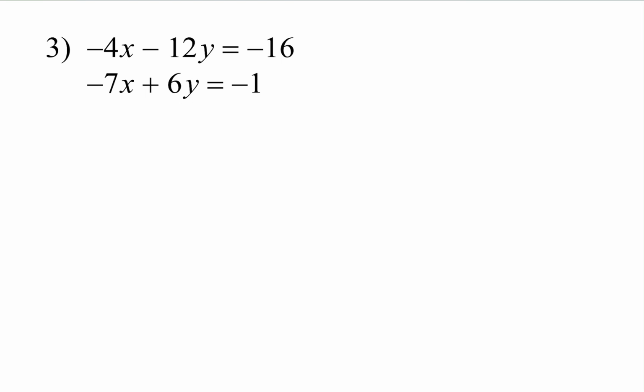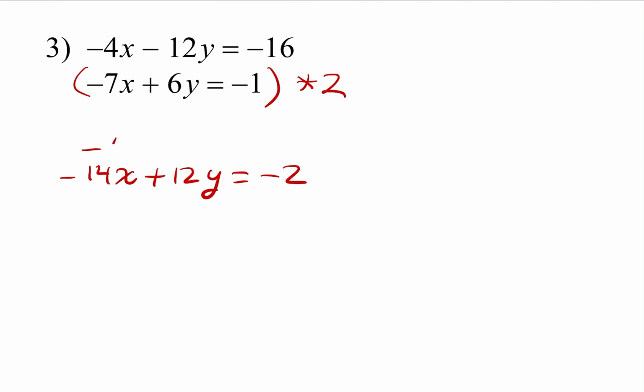So the first thing that we're going to do is decide how I can make one the other. And I decided that I can make 6 y's into 12 y's if I multiply the whole thing by a new factor 2. So I have negative 14x plus 12y equals negative 2. Now the top equation I didn't need to change, so I'm just going to bring that down here. So negative 4x minus 12y equals minus 16.